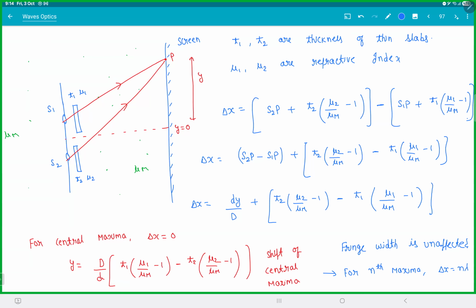Have a look at this example. This is what you do. In YDSE, you have slabs.